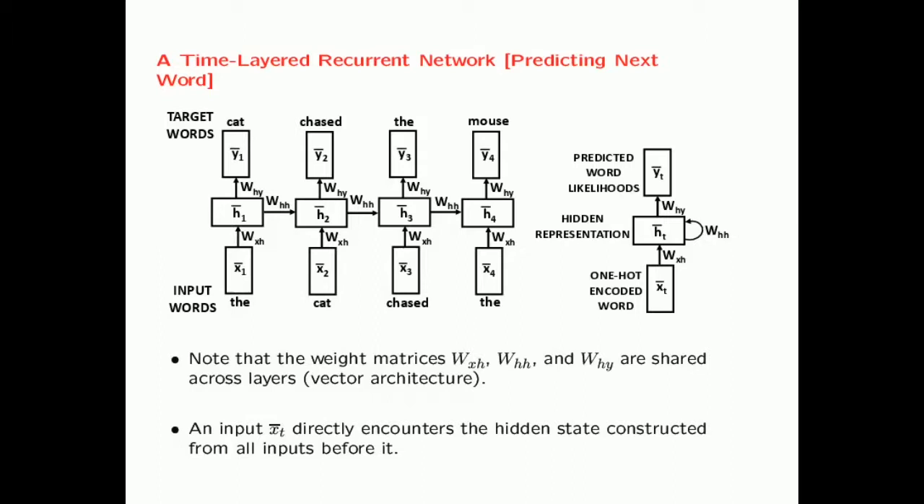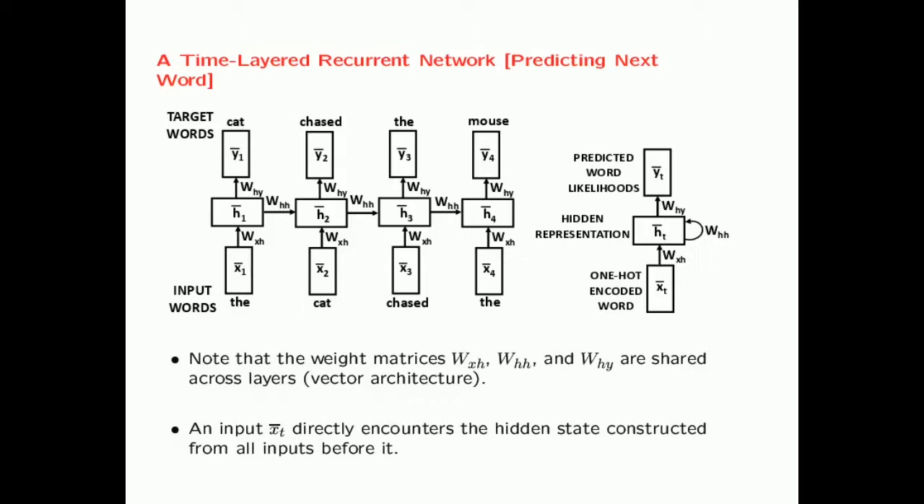Now, the point is that these weight matrices are shared across layers. Every layer uses exactly the same set of parameters. So the intuition here is that at every layer, you are computing the same function based on everything you have seen before it, as well as the next input. So the next hidden state is going to be the same function.